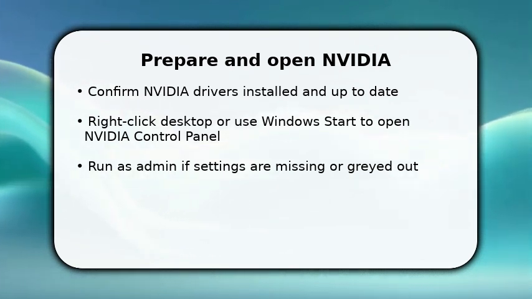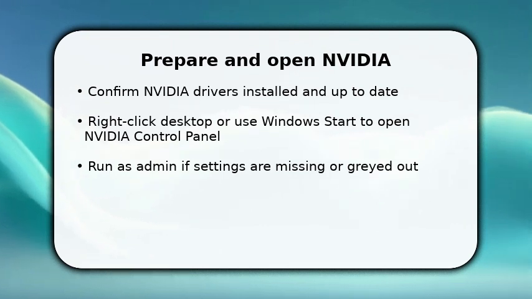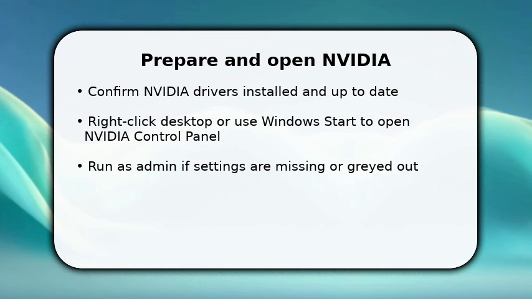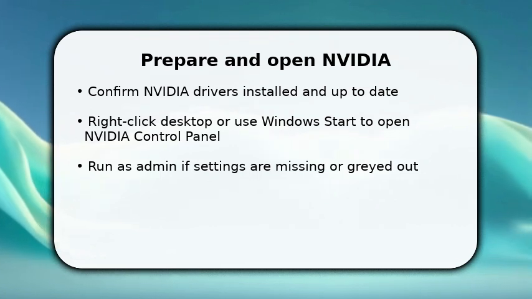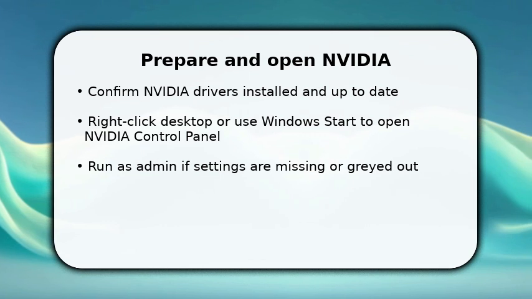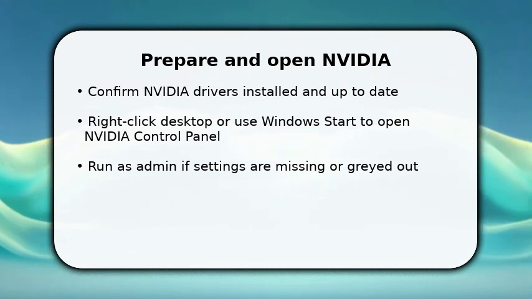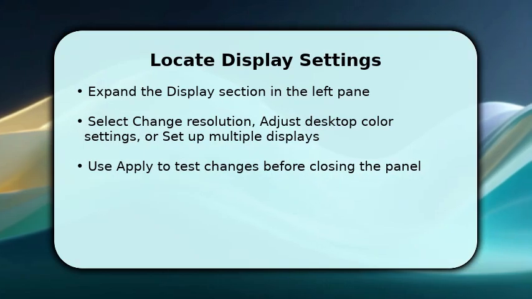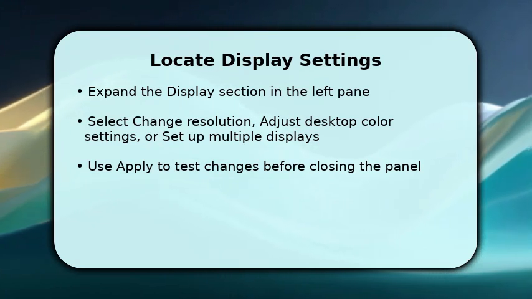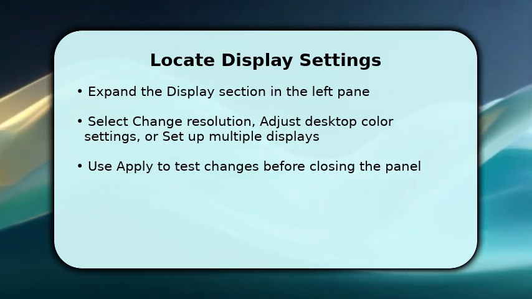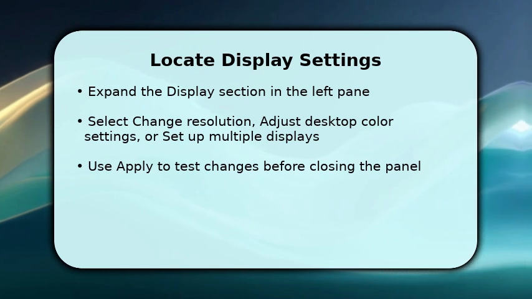If the panel won't appear, make sure the Nvidia Display Container Service is running and then run the control panel as administrator. This first step gets you into the app quickly, so you can access display controls without delays or permission issues. Once the control panel is open, focus on the left-hand menu and expand the display category so you can see all related options.